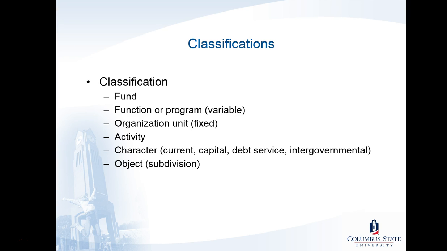There is a classification system. They can be classified by fund, by function or program, or by organization unit. They can have an activity. There can be a character that can be current, capital, debt service, or intergovernmental, and there could be a subdivision by object code in the accounting system. So there's lots of different ways that these are typically classified.